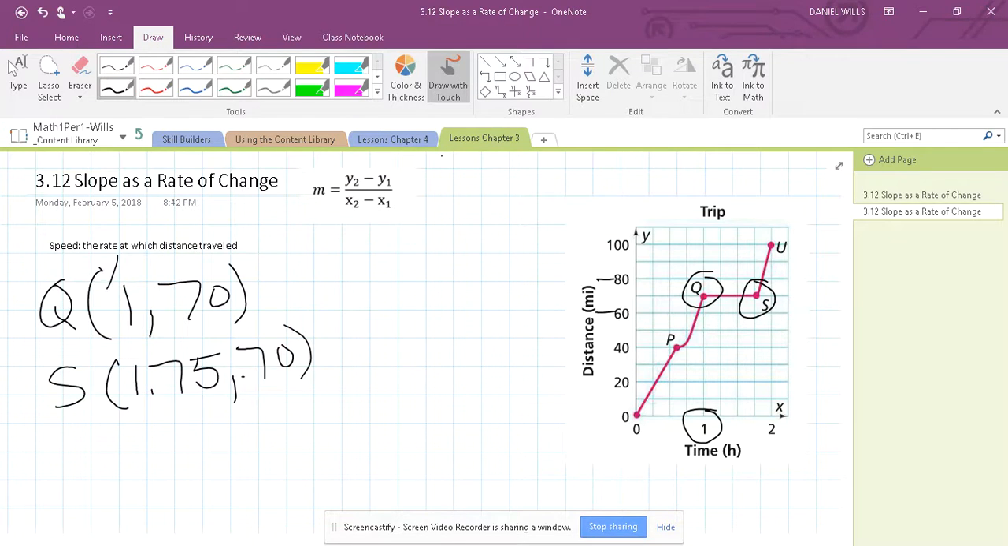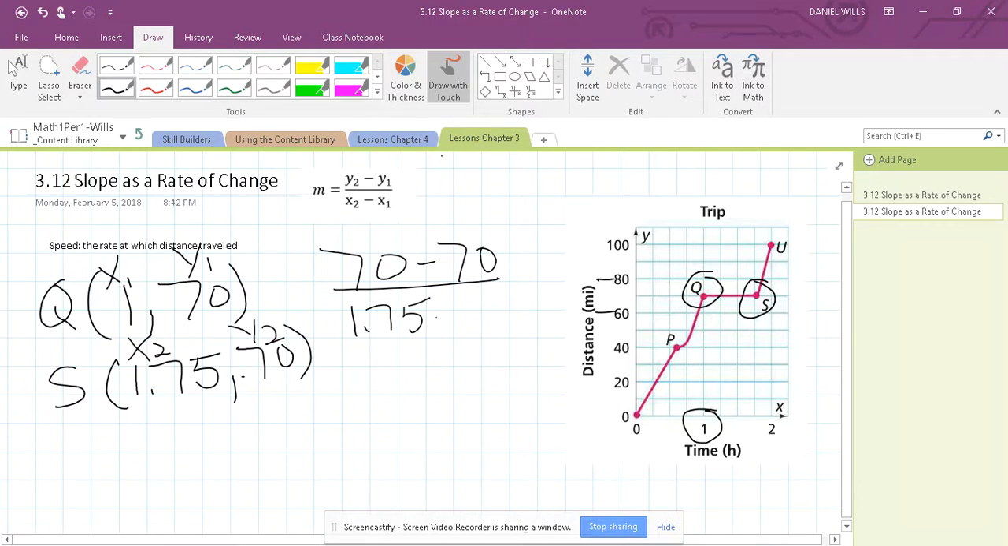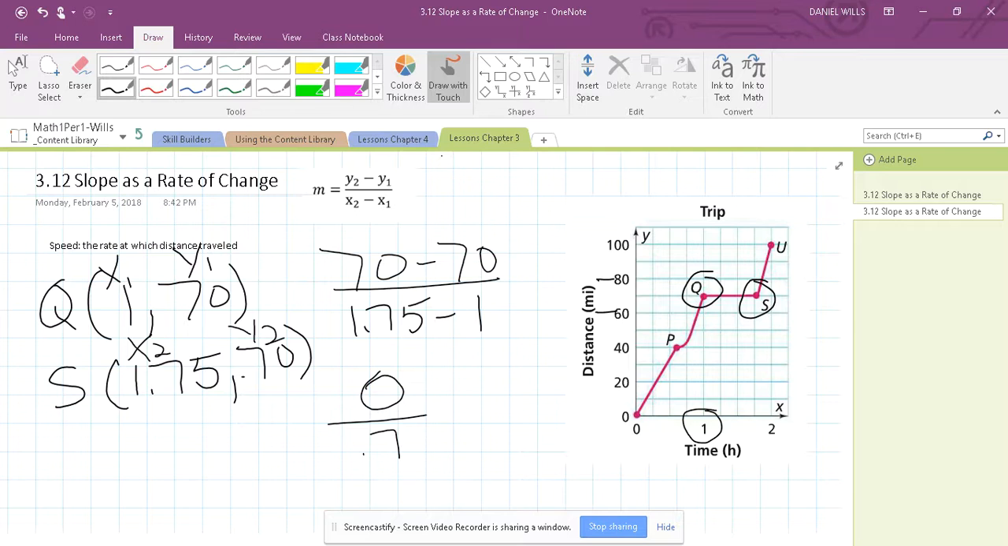So 1 is x1, 70 is y1, 1.75 is x2, and 70 is y2. Now we labeled them, let's plug them in. So we have y2 of 70 minus y1 of 70 over x2 of 1.75 minus x1 of 1. We do out the math and we end up with 0 over 0.75.